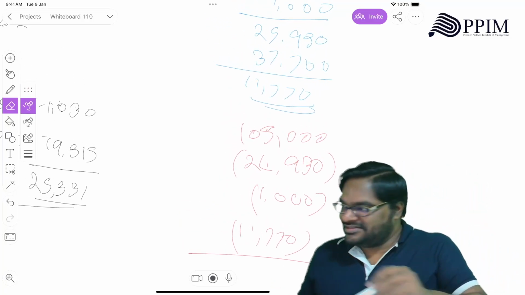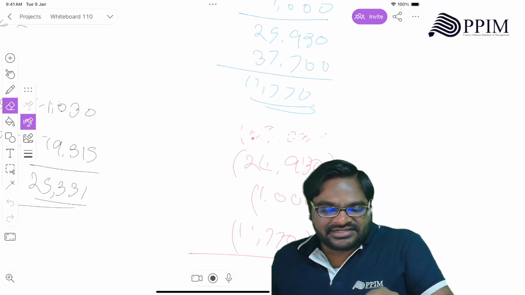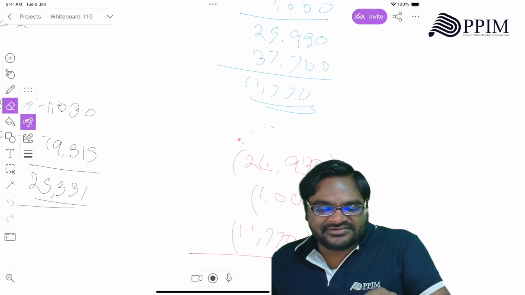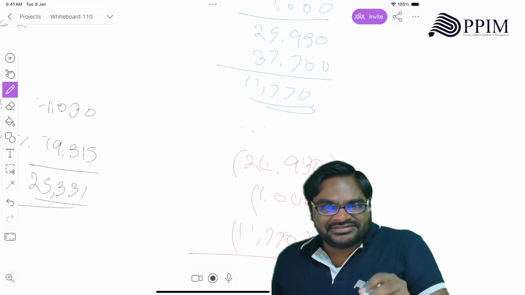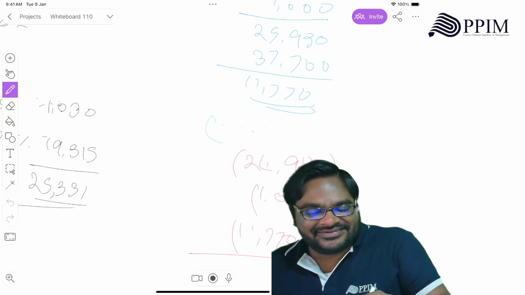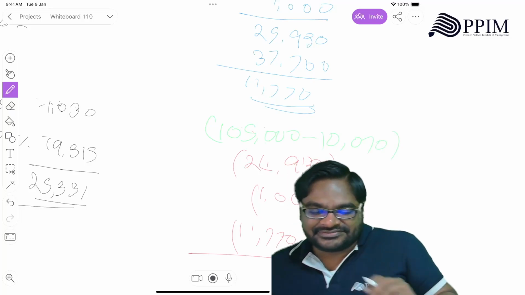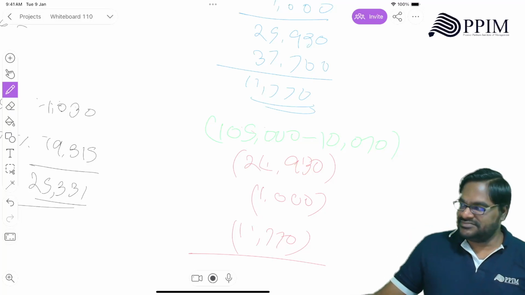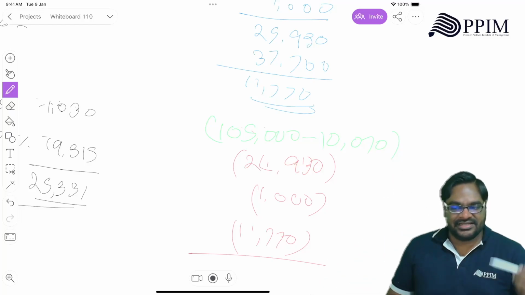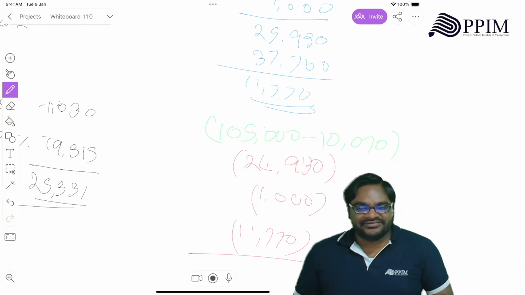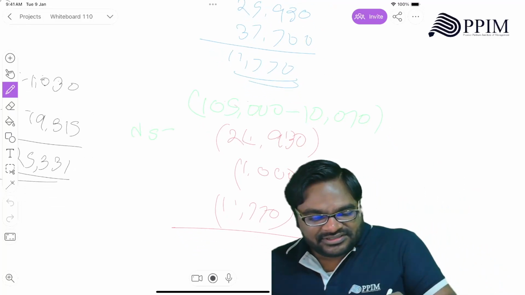Sorry, wait. This is not 105. The personal allowance should be deducted from this. We had the personal allowance also. 105,000 minus 10,070. Yes, from 94,930, once you deduct 24,930, 1,000 and 11,770, how much is the value? So this is basically your 57,230.